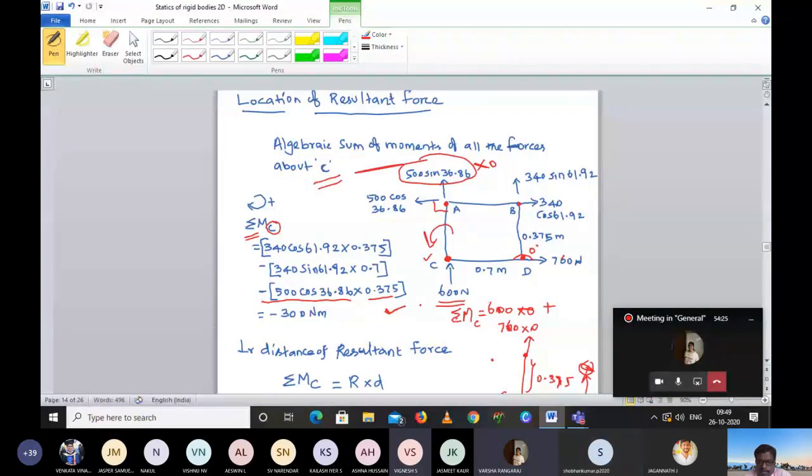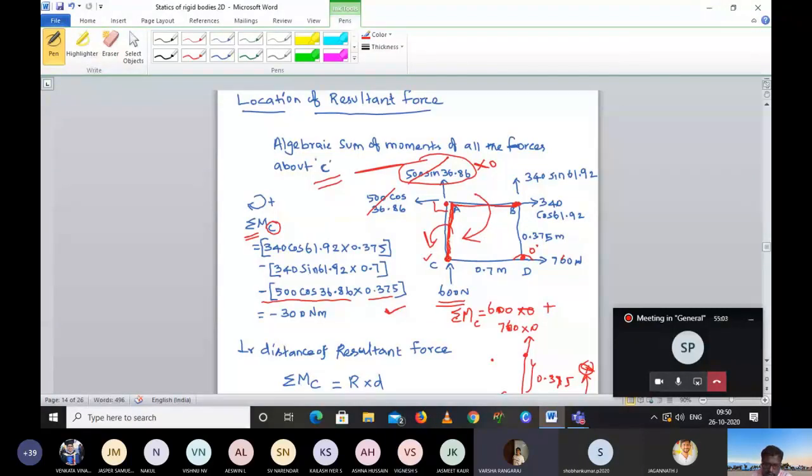No, sir. Okay. What about the other forces? So these two forces, now we have closed. What about other forces? 340 cos 61.92. Yeah, definitely it will be there. Why? Because please guys listen, your plate is like this. So definitely it is like an L angle. With respect to C, it will have what kind of moment? Clockwise, sir. Clockwise moment. Please take a note of this.